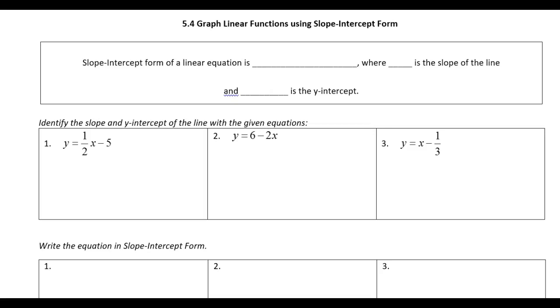Okay, slope-intercept form is a form we've actually been using a couple of times throughout this year when we solve literal equations and when we graphed using tables. The slope-intercept form of a linear equation is y equals mx plus b.